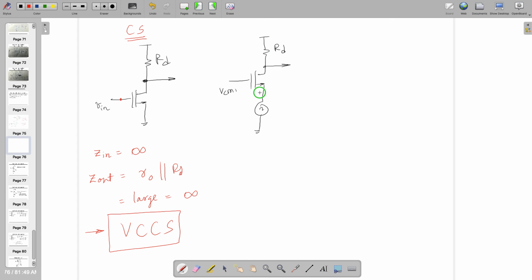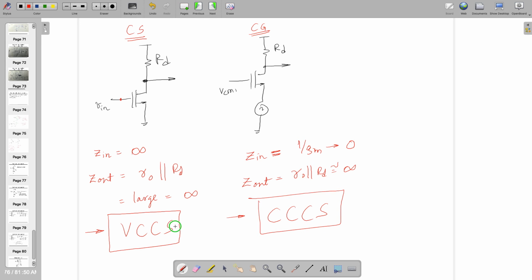Whereas same MOSFET when connected in common gate amplifier, can you tell me what is the input impedance and what is the output impedance? What is the input impedance? 1 by GM, and this one is same as previous one, RO with RD, so you can approximate it to infinity. 1 by GM is so small, you can call it as low as 0. What kind of amplifier this one is? So it depends what configuration you are connecting.